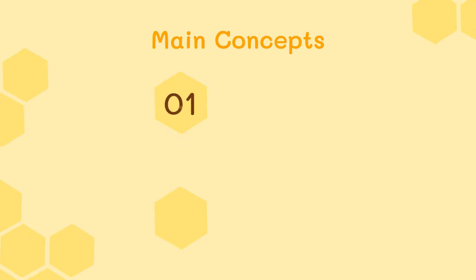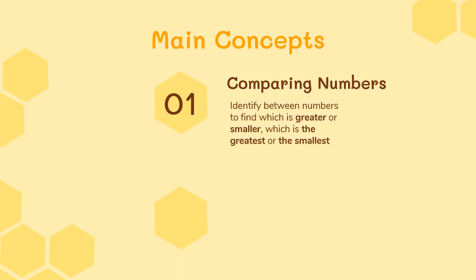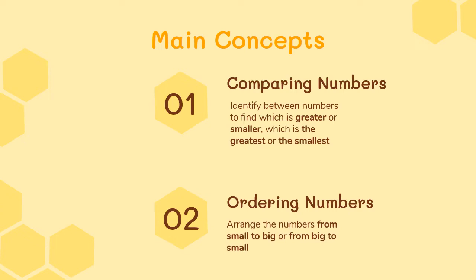1. What is comparing numbers? Identify between numbers to find which is greater or smaller, or which is the greatest or the smallest. 2. Ordering numbers. What is ordering numbers? Arrange the numbers from small to big or from big to small.